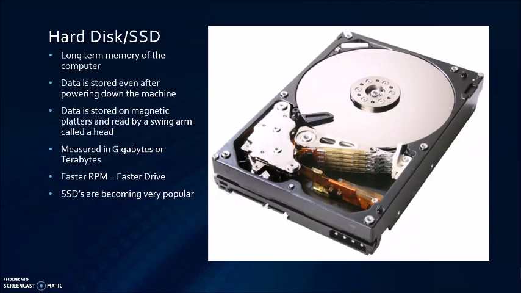The next major component of a PC is called the hard drive, or SSD, depending on what kind of computer system you have. The hard drive is the long-term memory of your computer. Data is stored on it even after the machine's powered down. With a hard drive, data is stored magnetically on platters, and it's read by a swing arm that swings over the heads. It's measured in gigabytes or terabytes. The faster the RPM of the drive, the faster the drive is.